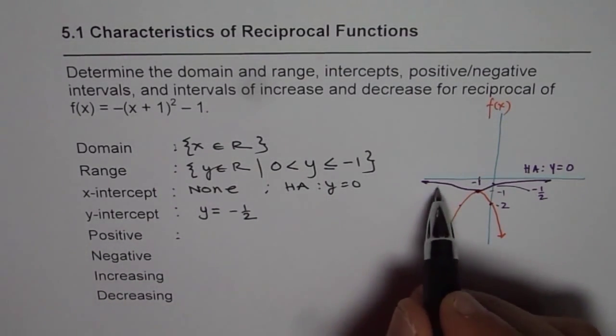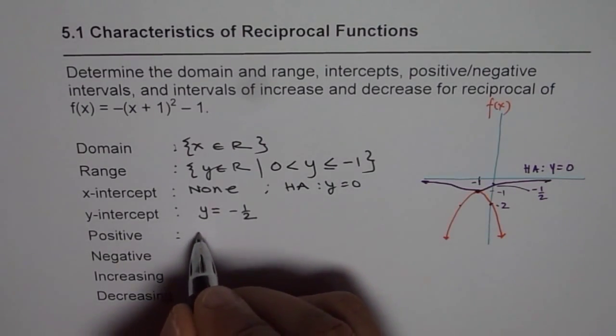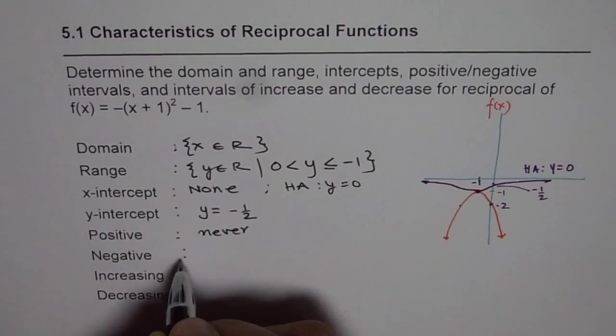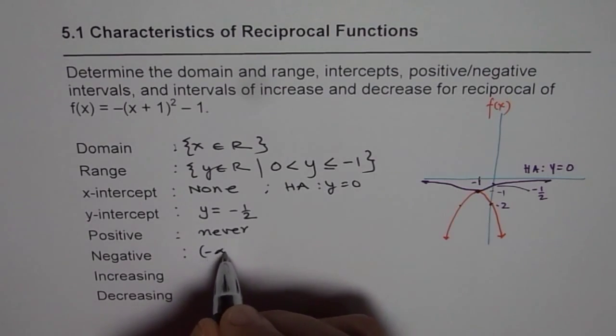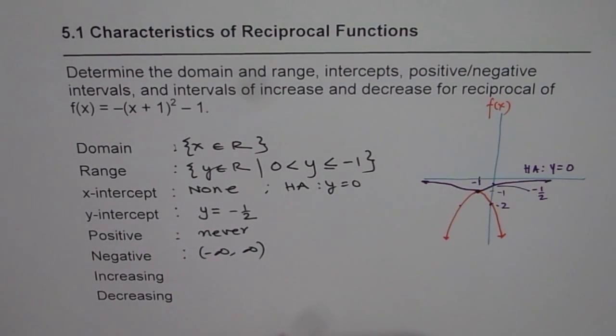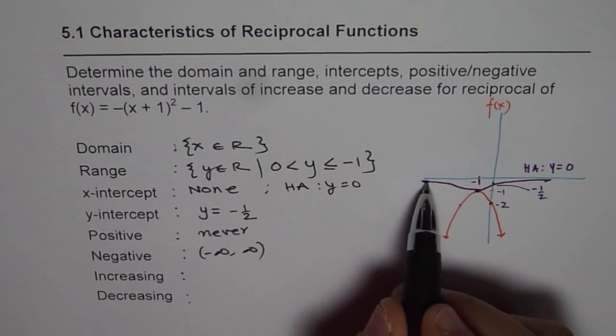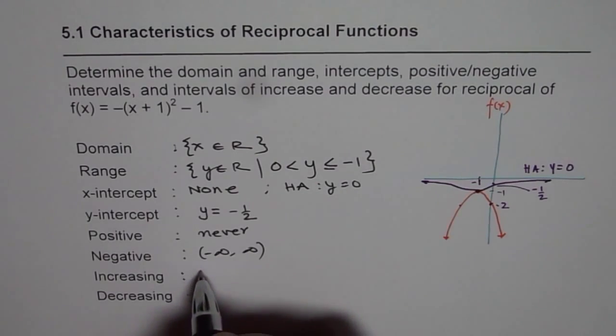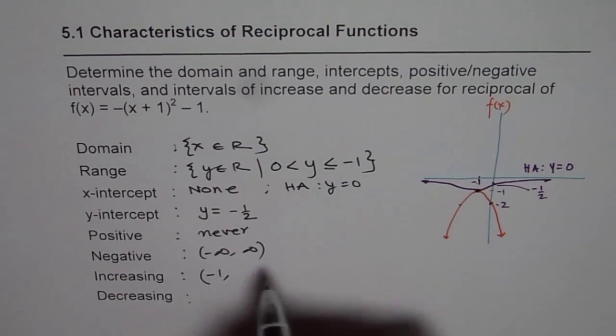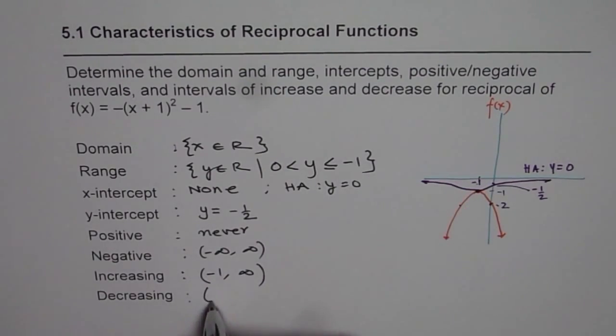Positive. This function is never positive, right? So never. Negative values for the function: all along the domain, it is negative. So from minus infinity to plus infinity, the function is negative. Increasing and decreasing. So if you see from here, the function is actually decreasing from 0 to a negative 1 value, which is the minimum value, and then increasing. So it increases from x equals minus 1 to infinity, and it decreases from minus infinity to minus 1, right?